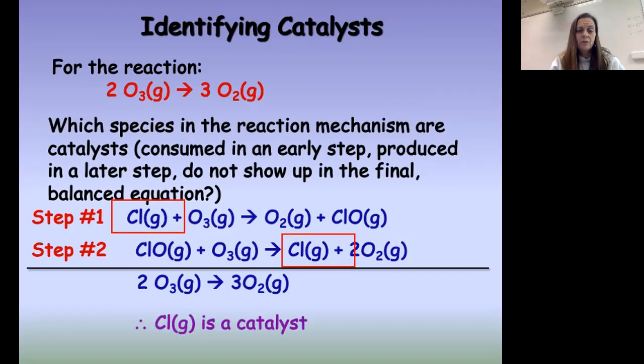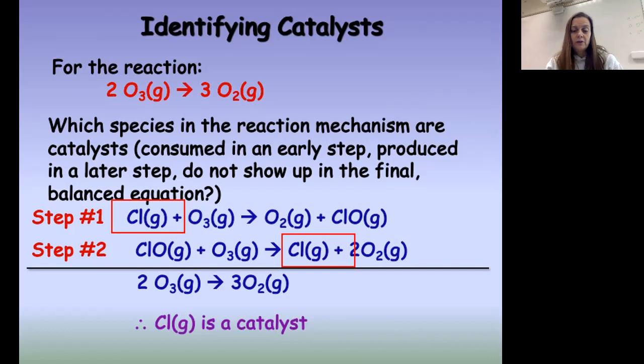We can also see that this reaction produces an intermediate. We have this chlorine monoxide that is produced in an early reaction and then consumed in a later reaction. So this reaction actually has both catalysts and intermediates. And most reactions that have catalysts do have intermediates, and those intermediates generally do involve that catalyst.